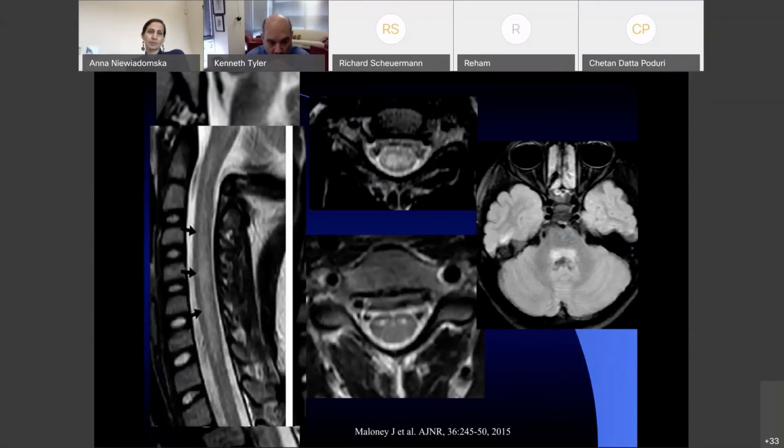And if you look at that far left panel with the black arrows there, all of that white being pointed to by the arrows, and I think Anna's helping me out a little bit there with her cursor, is abnormal signal in the spinal cord, which is also swollen.